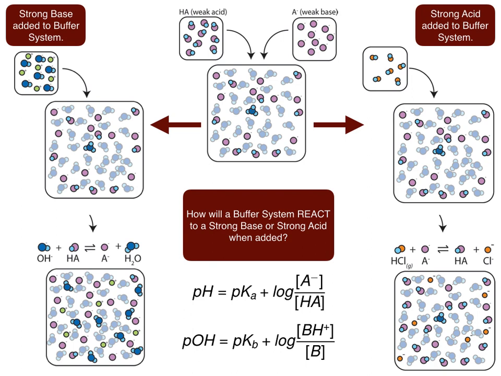Conversely, if a strong base were to be added to a buffer system, it would react with the weak acid of the buffer system to produce more of the conjugate weak base. This weak base would be much weaker than the original strong base that was initially added, and the pH again would change only slightly. This is how a buffer system resists changes in pH.